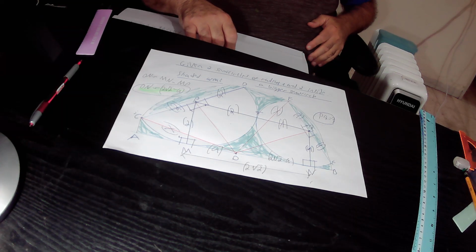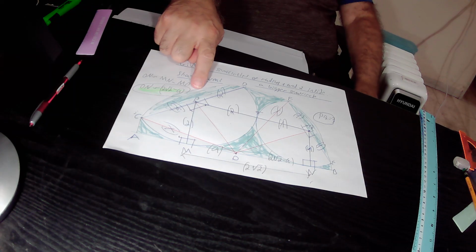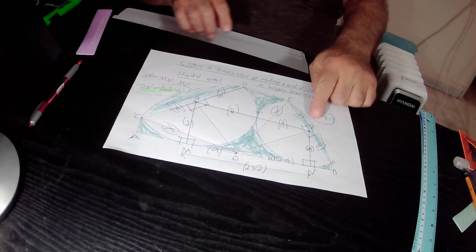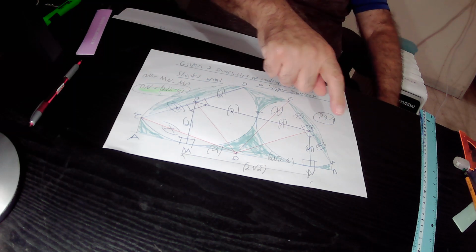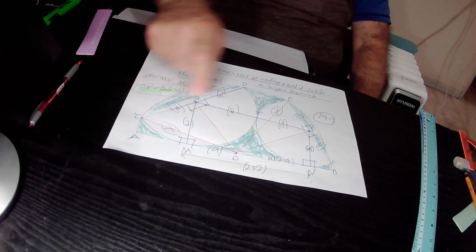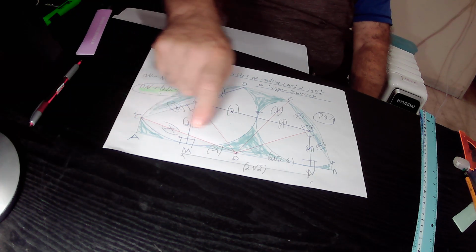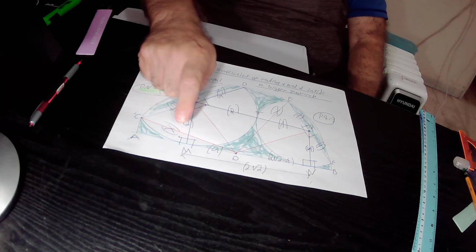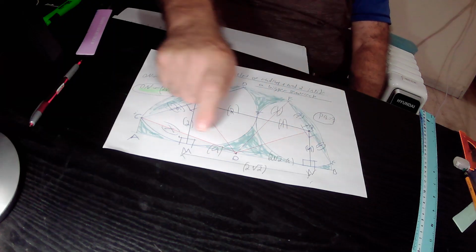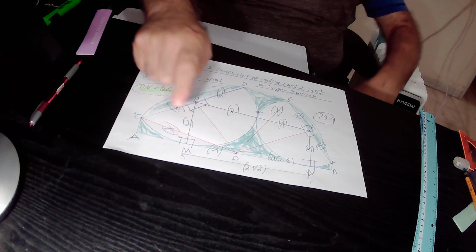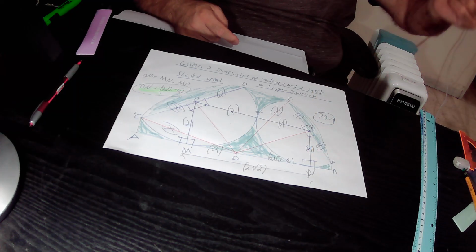So first of all, we define the center of this semicircle, this point is point P. We define the center of this semicircle, this point is point Q. AB is the diameter of the biggest semicircle, and AB is tangent to the circle at this point. We define the point of tangency of tangent AB with this semicircle as point M, and with this semicircle as point N.